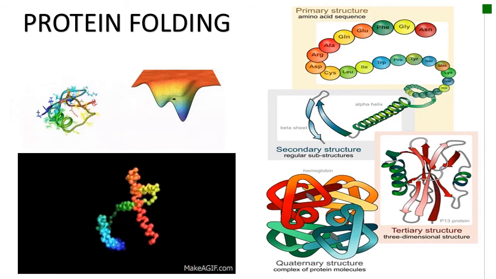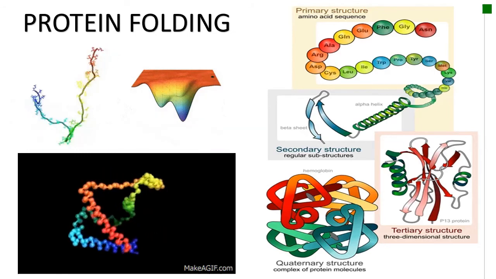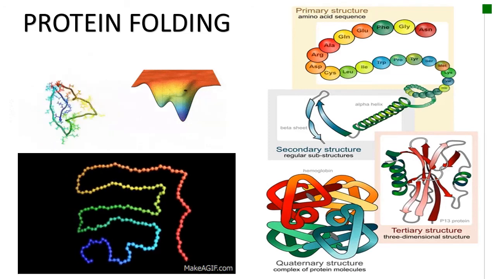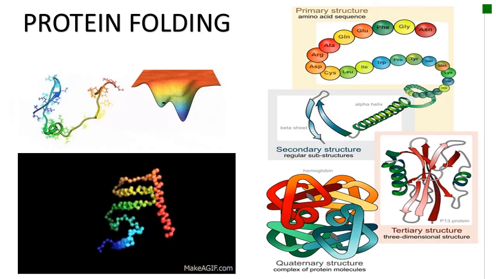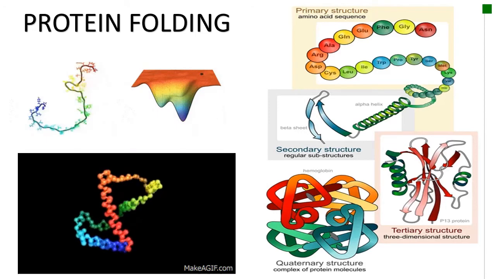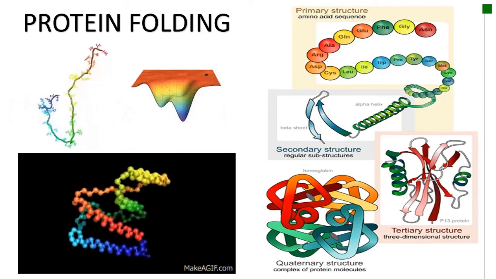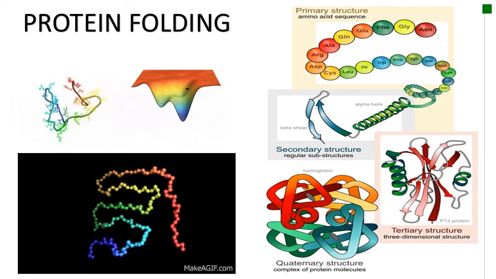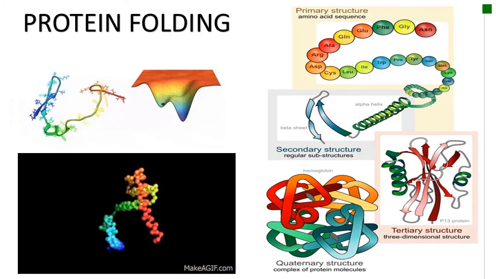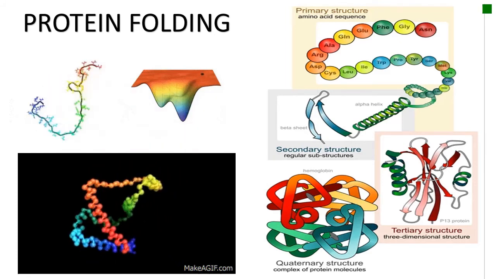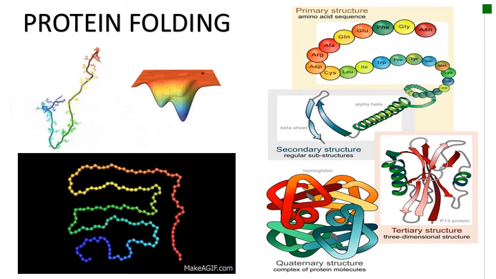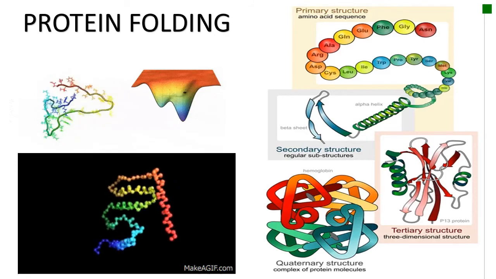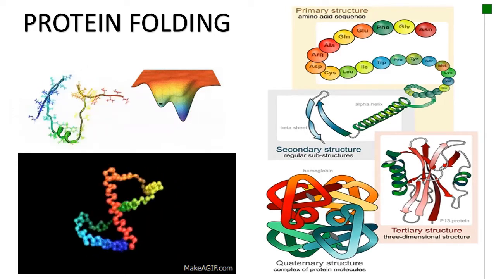Here we have the primary structure, a very long chain of amino acids, and then it is folded to form the secondary, and then another fold to form the tertiary structure, and the final product, the quaternary structure, which makes up the shape or the conformation of the protein. That shape dictates the function of the protein.